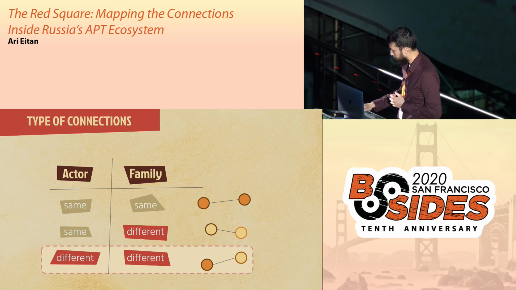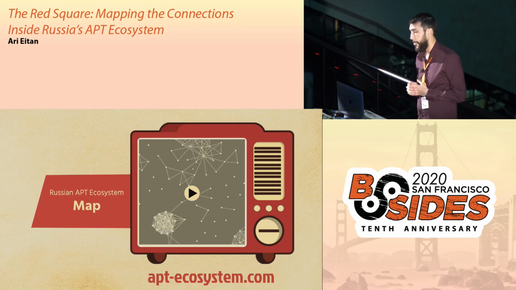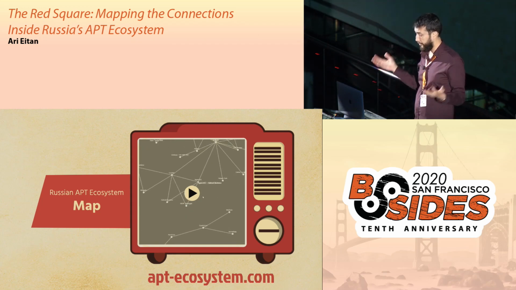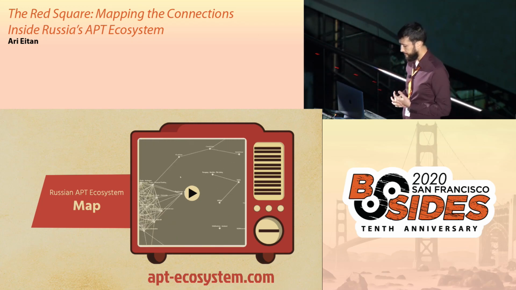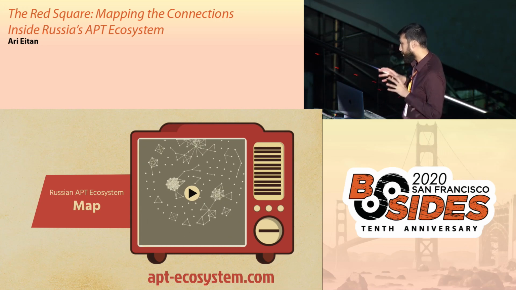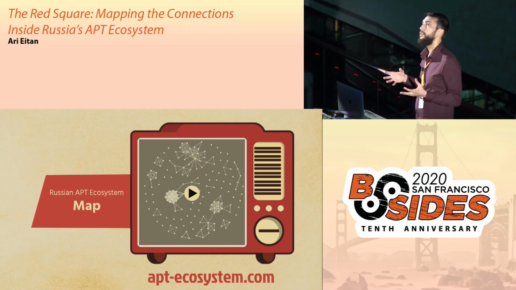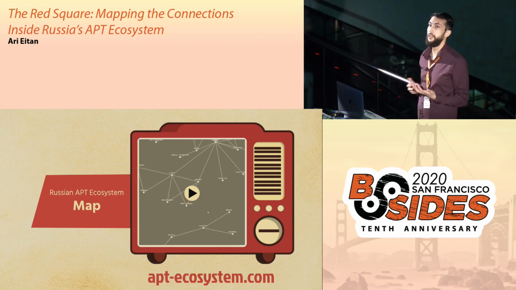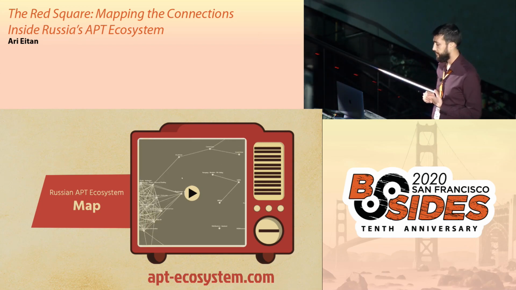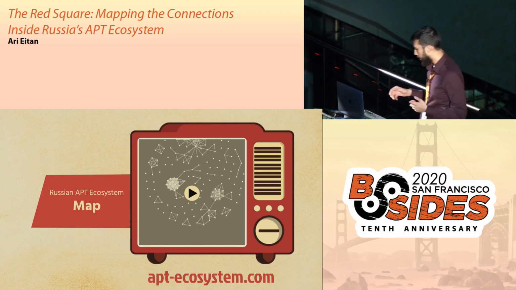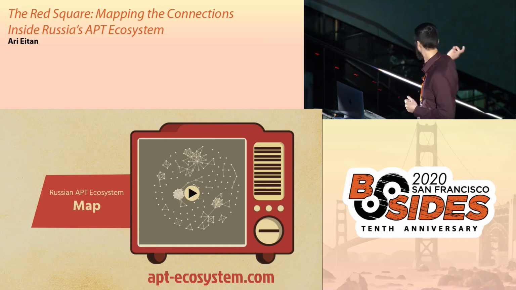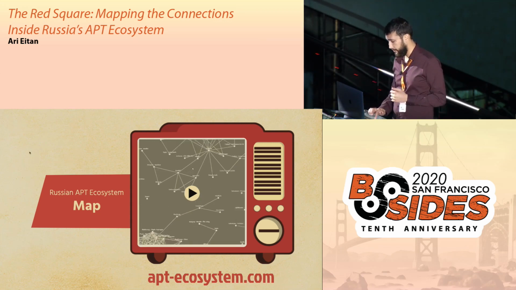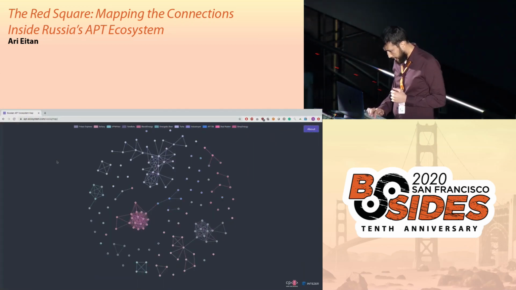Now, before I show the results of this analysis we did, let me introduce you to the first open source tool I'll present today. So we took this huge map from Gephi, and we turned it into a web-based map where you can interact with it and conduct your own analysis. Let's have a quick demo of it. First of all, it's live, aptecosystem.com, so you can try it. But I already prepared it, and this is how it looks.